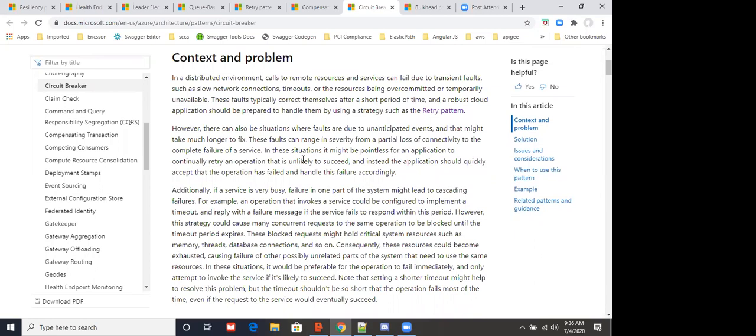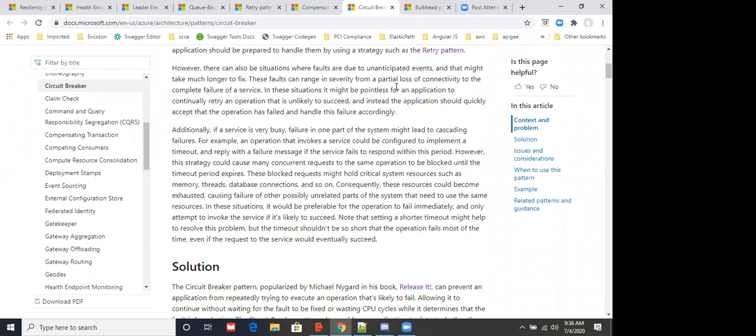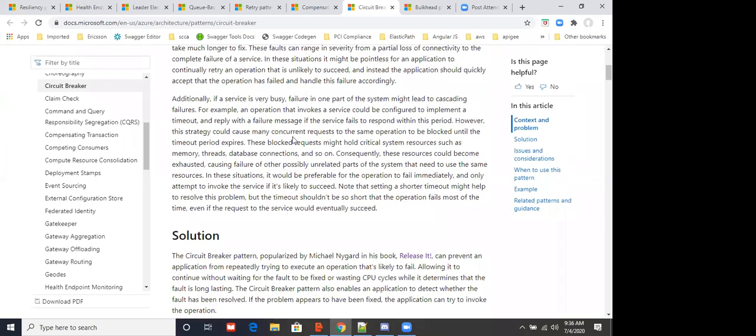In a way, it appears related to the retry pattern, but there is a little catch. We know that we have transient faults, such as network connections timing out, being overcommitted, or temporarily unavailable. Most of these we can handle with a retry pattern, but as I said, there can be some unanticipated events and it can take much longer to fix the backend service. It can be a complete failure or loss of connectivity for a while, like half an hour or minutes. That's where you tend to use it. They give an example here.